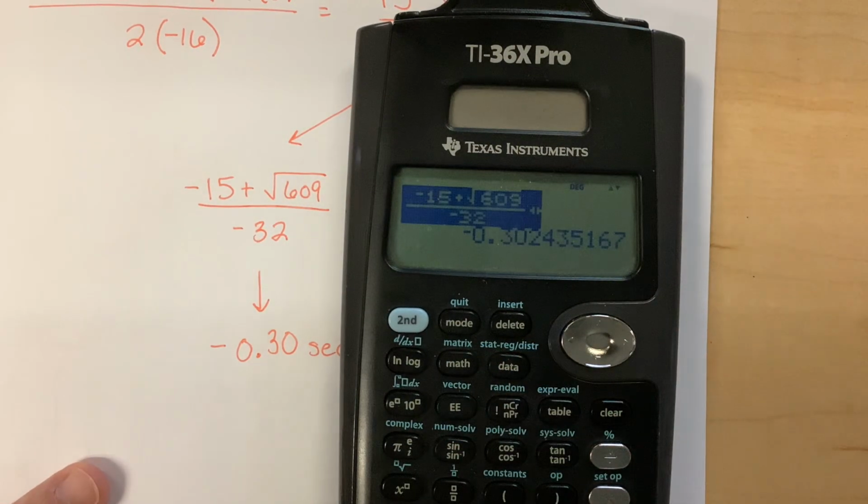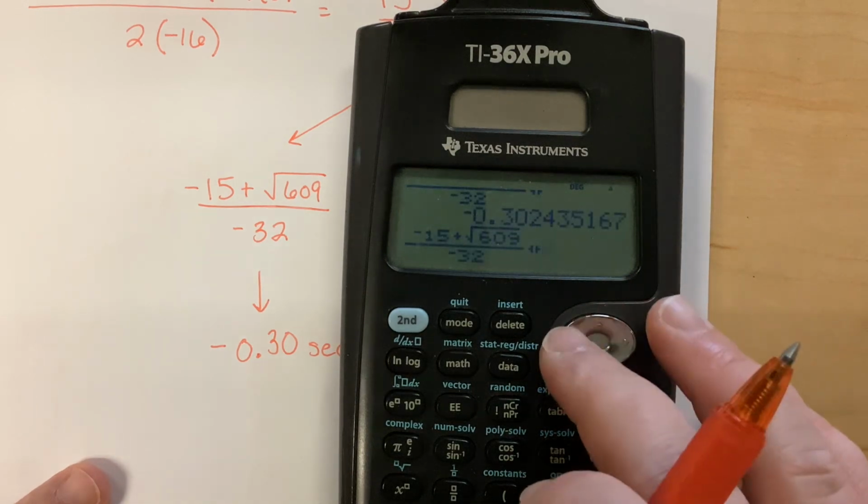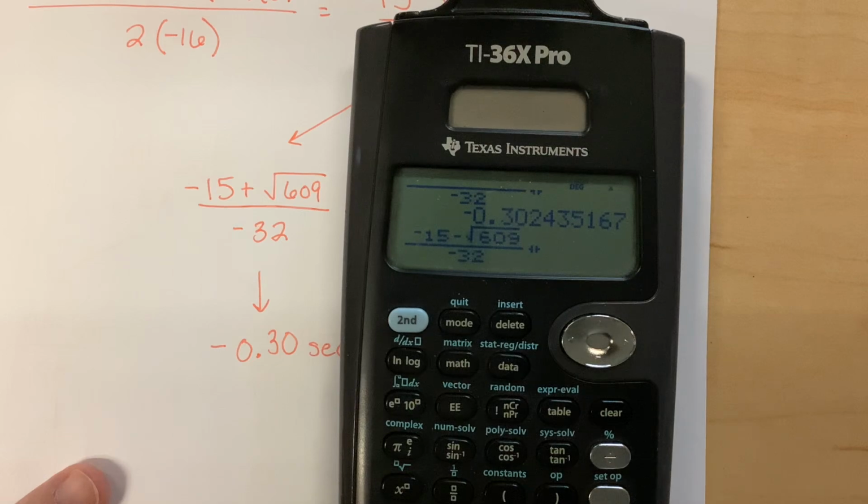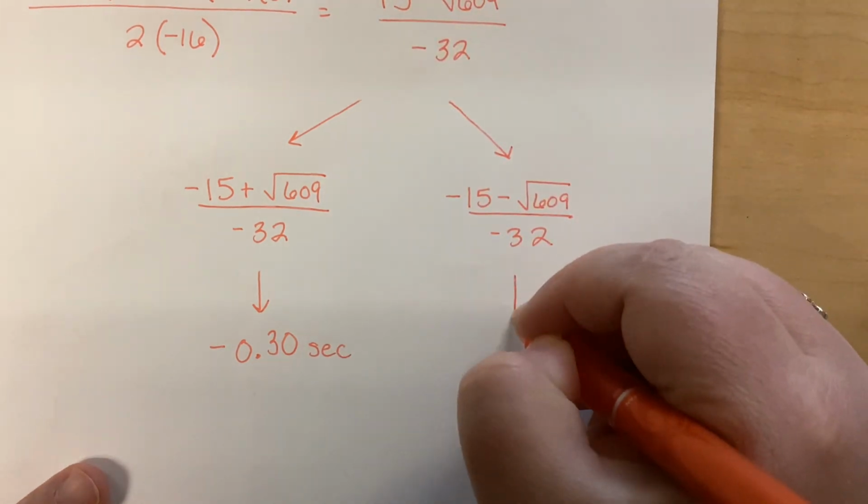Then it makes it real easy. I just go back up and highlight what I did, copy paste, and then change the plus in front of the radical to a minus, and I get 1.24 seconds.